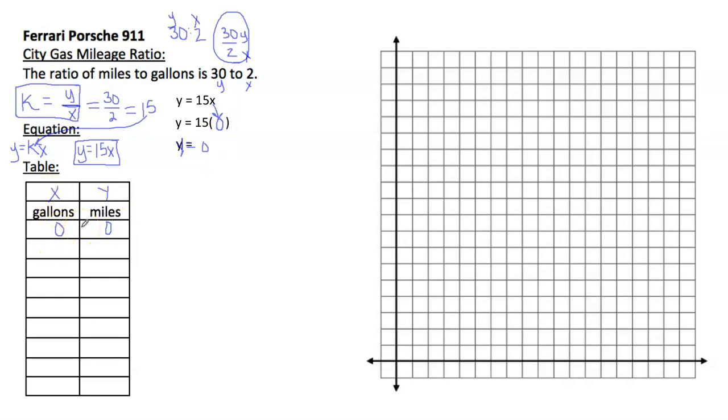Next, I'll choose another simple number, the number 1. 15 times 1, we replaced x with 1, is 15. So the y value is 15, so instead of y over here, I'll put 15 in this table. Now I'm going to choose 2. Let's just keep moving up. 15 times 2 equals 30. So when x is 2, y is 30.